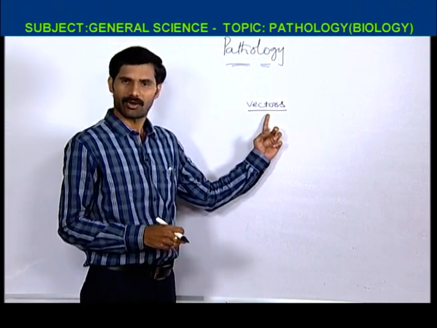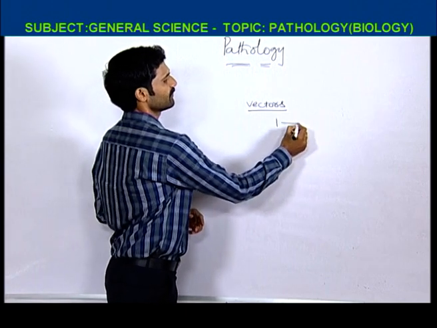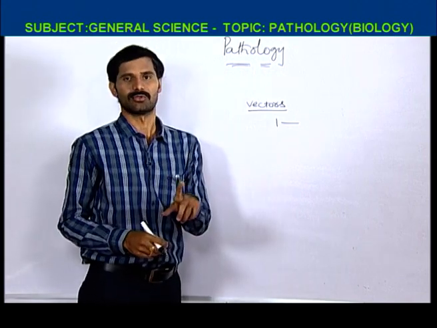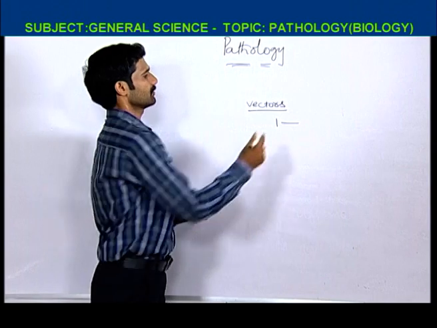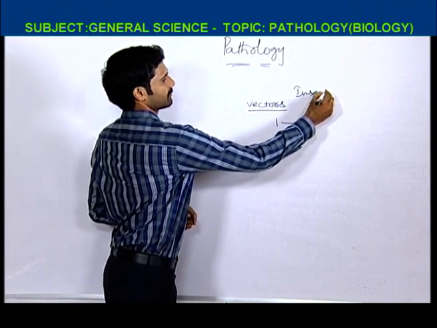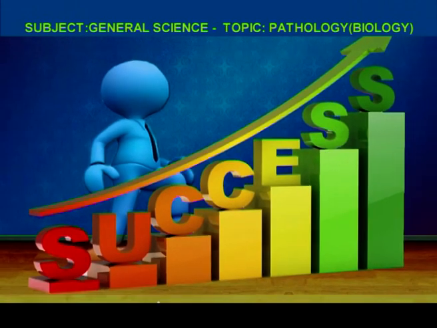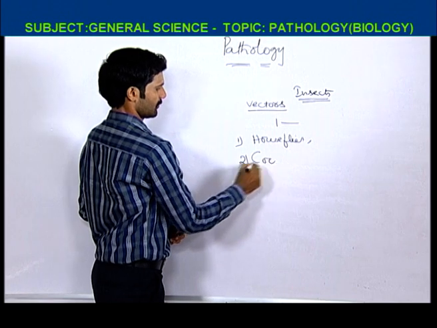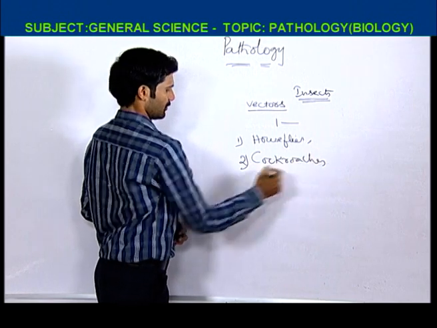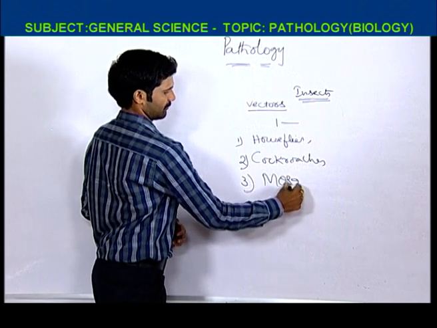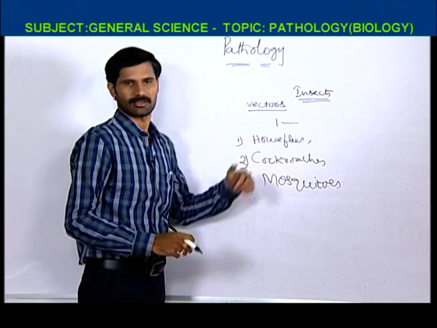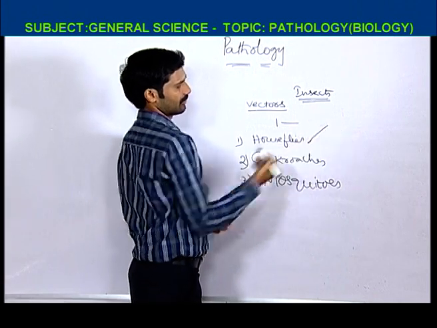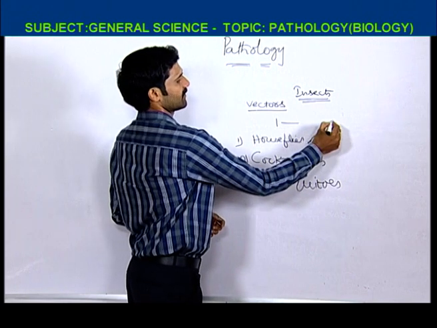Vectors are the organisms which transfer the infective stages of a pathogen from one person to another person, or from one host to another host. Usually vectors are insects. For example, houseflies, cockroaches, and mosquitoes are the vectors.